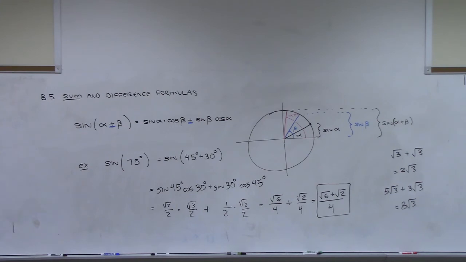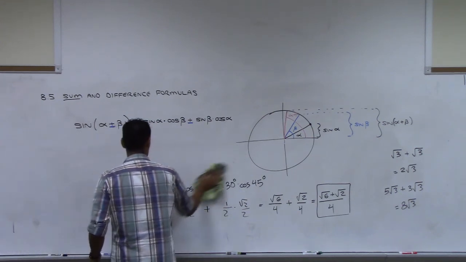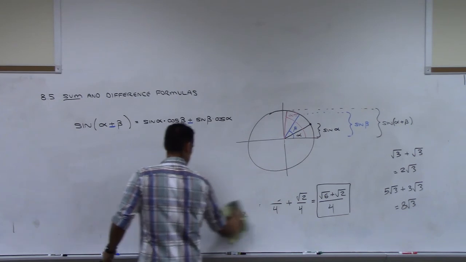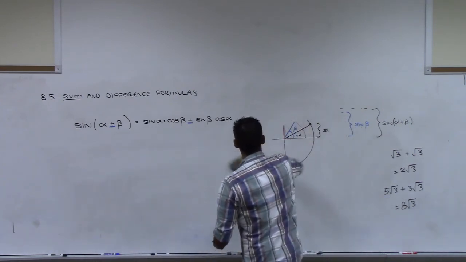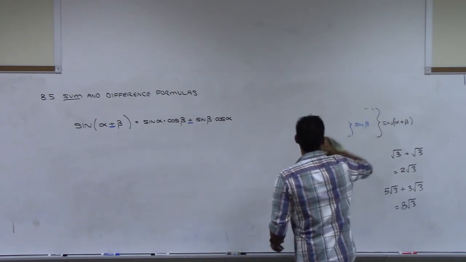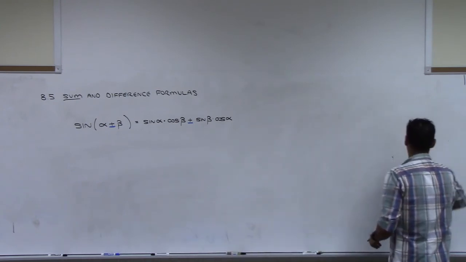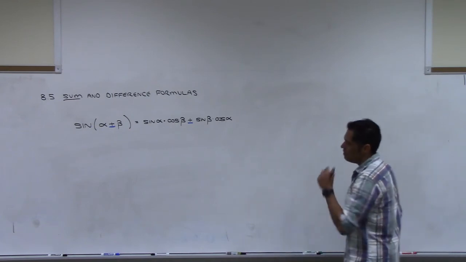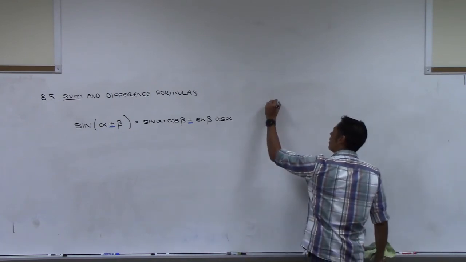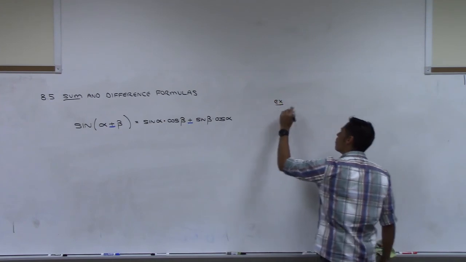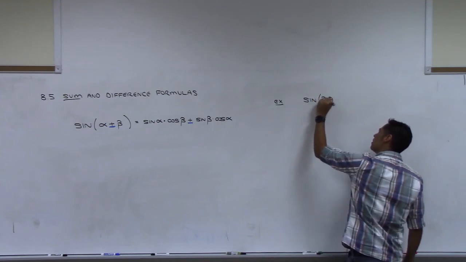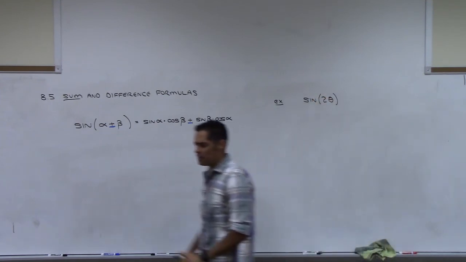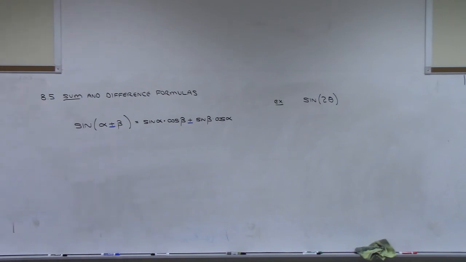Let's do this. I'm wondering if you can help me with this. I've been working on this problem for a little while, trying to come up with the formula for this. Is there a nice formula that I can use for that expression, sine of 2 theta?